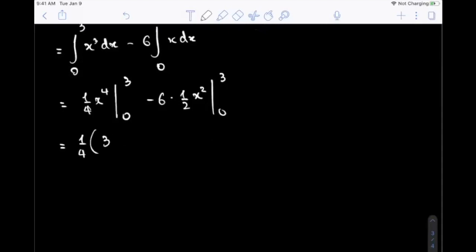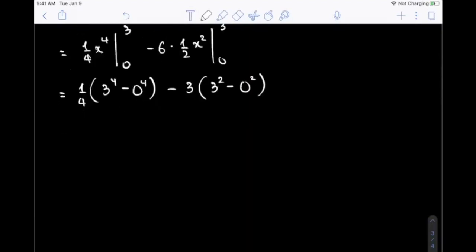You have 1/4 times 3 to the 4th minus 0 to the 4th, minus 6 times 1/2. 6 times 1/2 is 3. And you get 3 times 3 squared minus 0 squared. You can simplify, and you get 3 to the 4th power minus 3 times 3 squared. 3 to the 4th power is 81. So you have 81 over 4 minus 3 times 3 squared, which is 27.